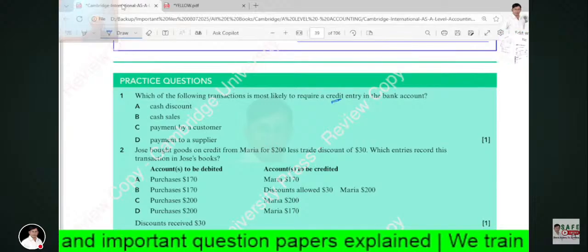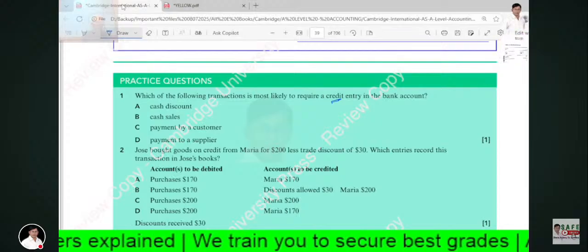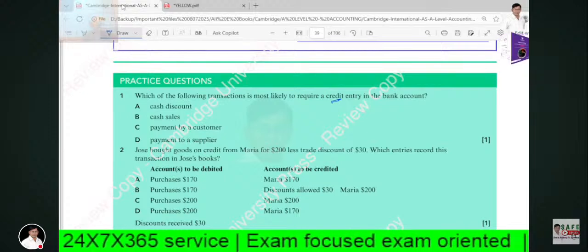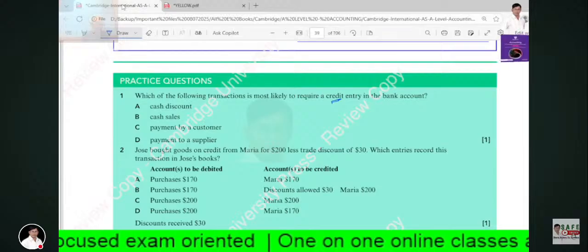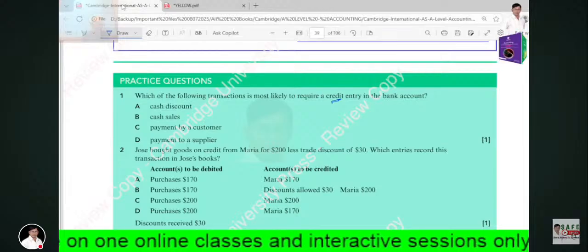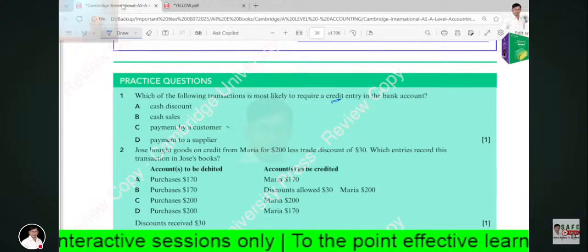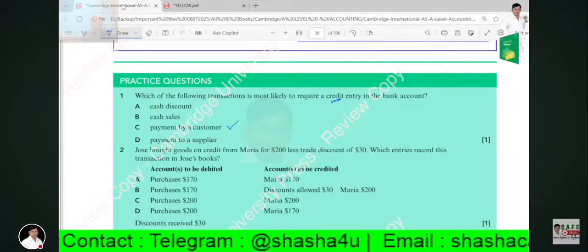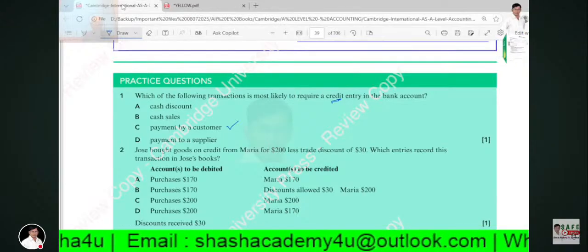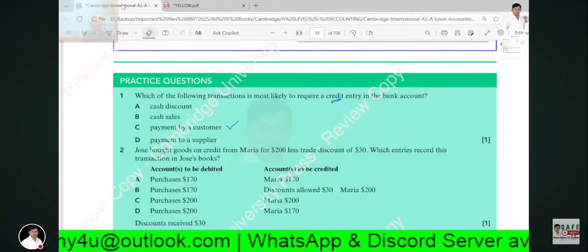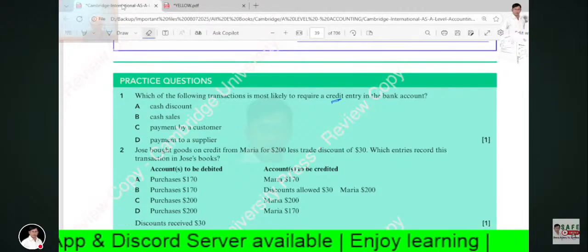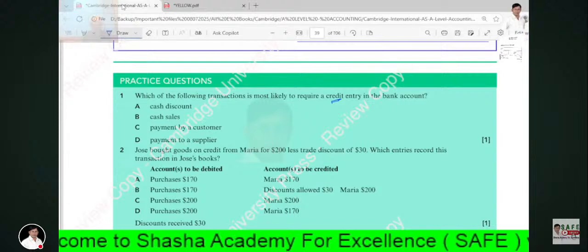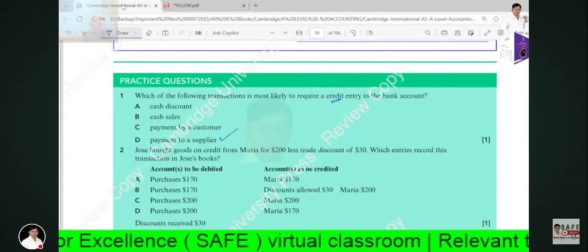Cash discount will not come because money doesn't go or come. Cash sales, money doesn't go or come. Payment by a customer means we will receive, we will not pay. Payment to a supplier, yes, is something we pay, so money goes out, and the bank account is credited. This is the answer.